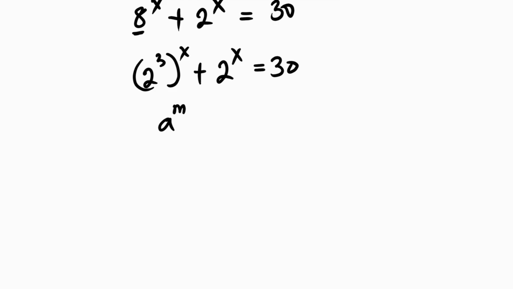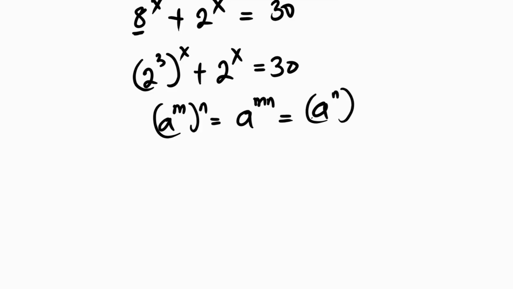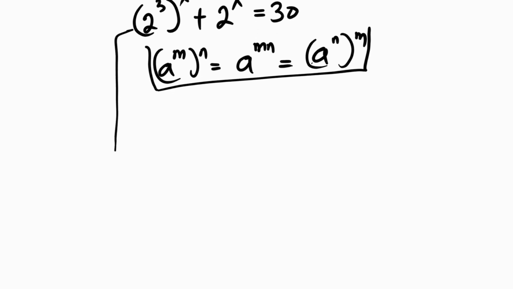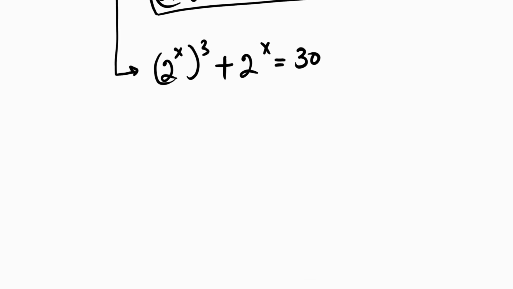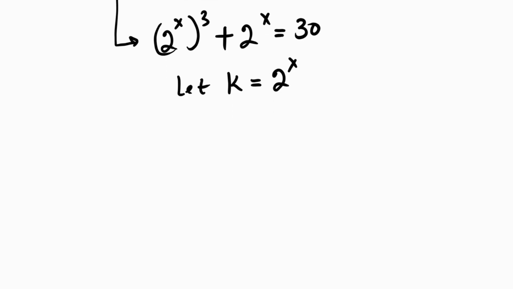Now we know that a raised to the power m, all raised to the power n, is the same thing as a raised to the power mn, still the same thing as a raised to the power nm. Okay? So now this becomes 2 raised to the power x times 3, plus 2 raised to the power x equals 30. So now let k equal 2 raised to the power x. So now we have k raised to the power 3 plus k equals 30.